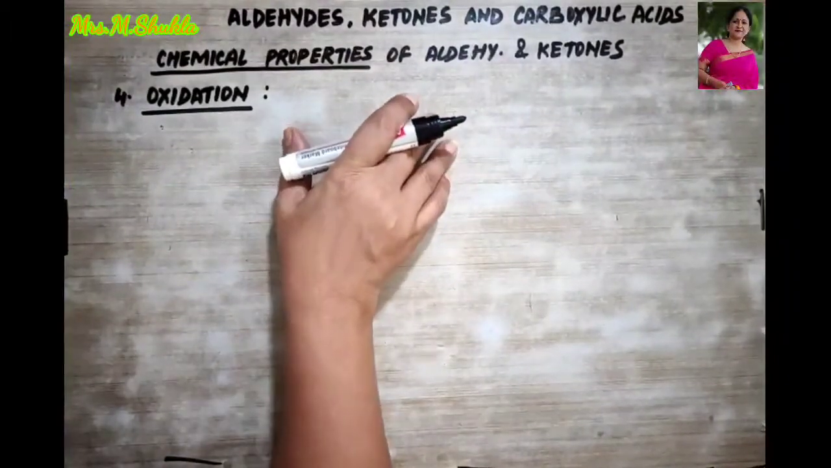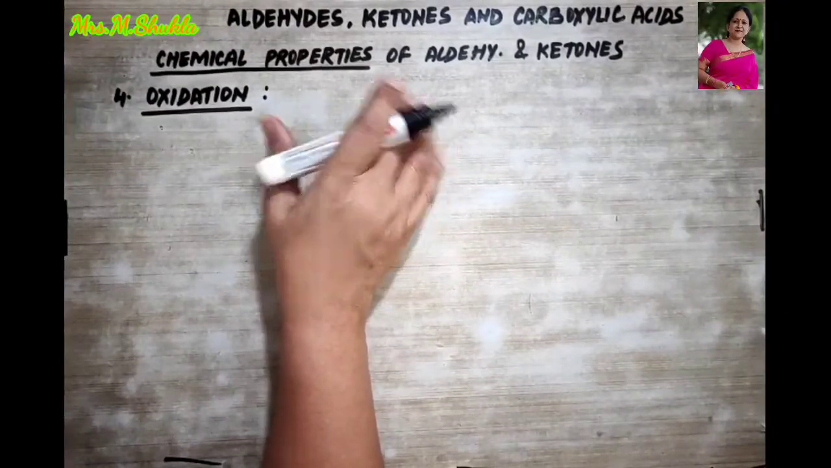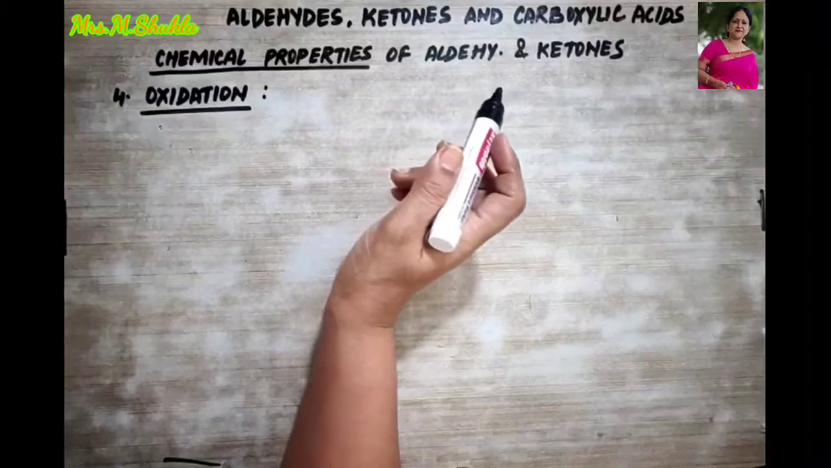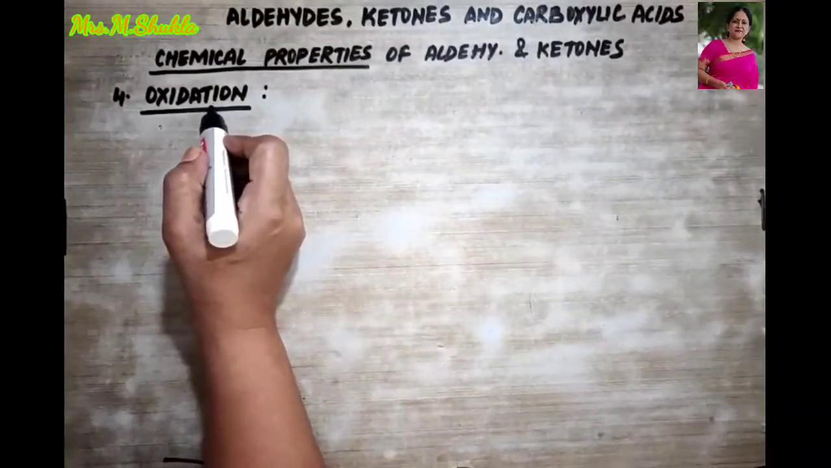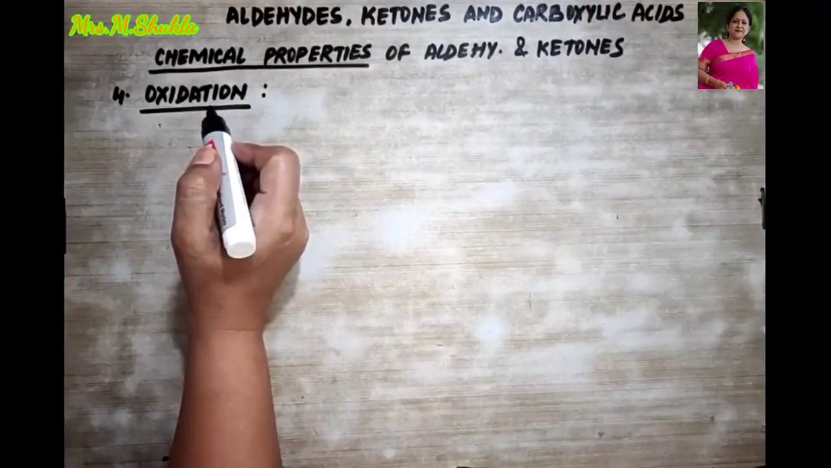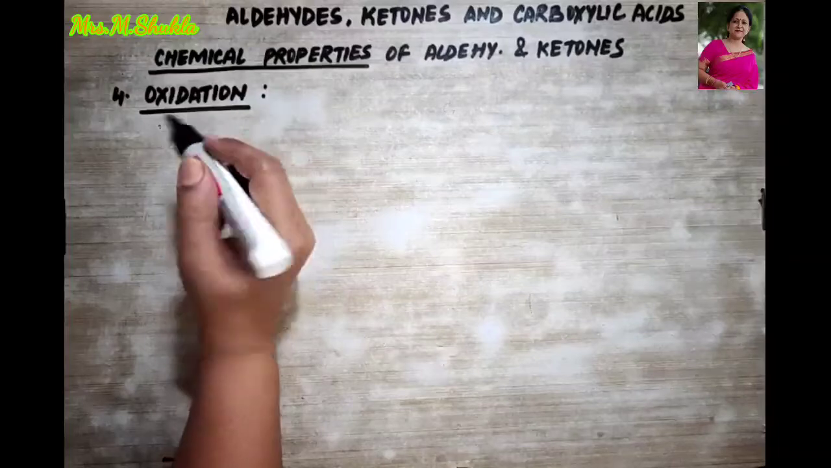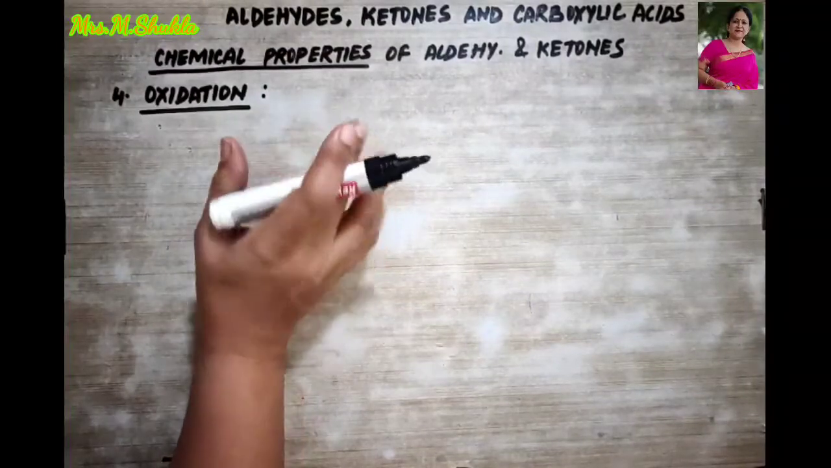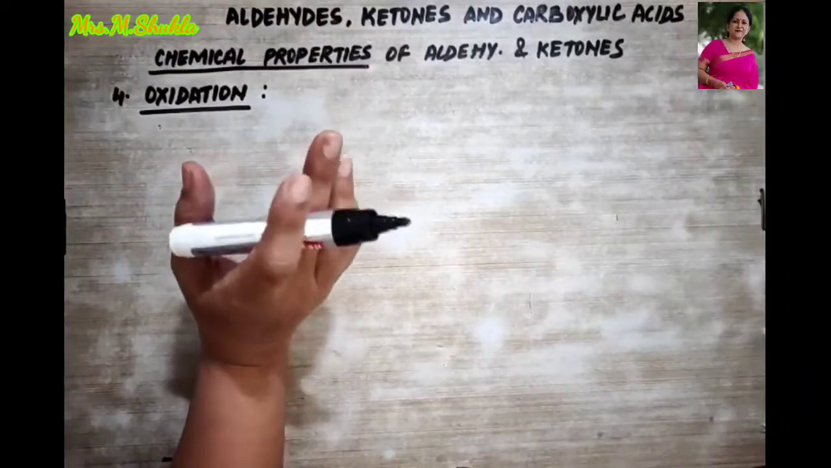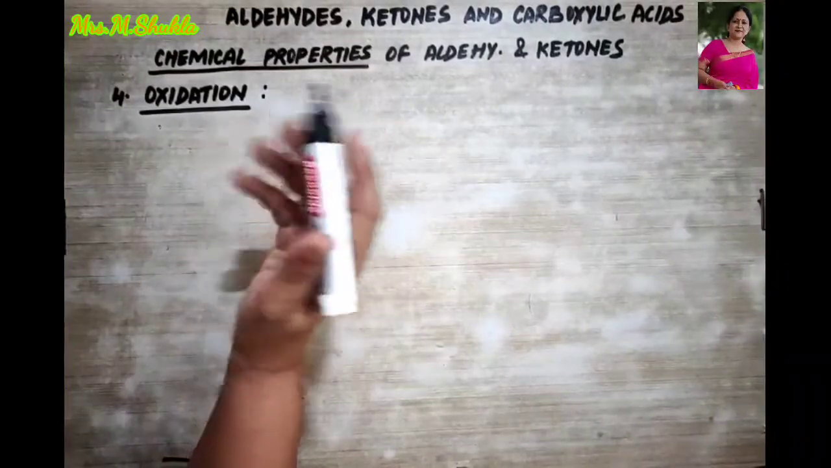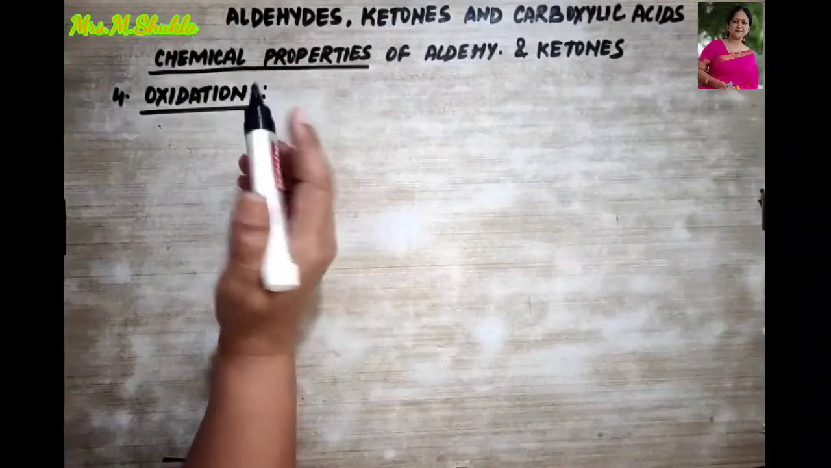So today in this chapter of aldehydes, ketones and carboxylic acids, we were already doing chemical properties of aldehydes and ketones. To move ahead, we shall today begin with the oxidation. So we know that aldehydes are easily oxidized to carboxylic acids on treatment with some of the oxidizing agents. What are those oxidizing agents? Like HNO3 or KMnO4 or potassium dichromate and all that, right?